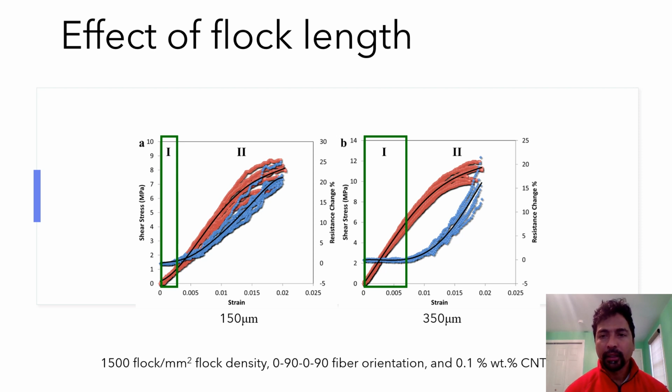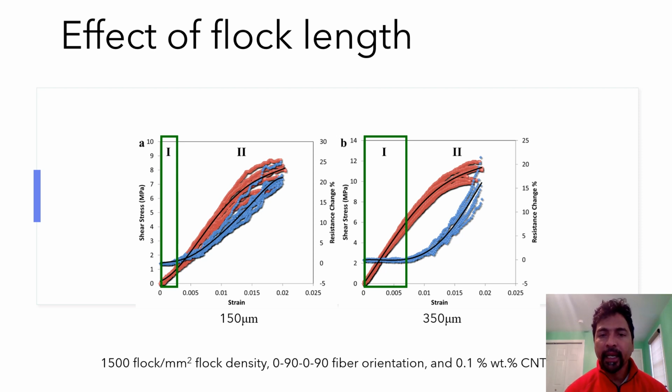The effect of flock length. We have again a system of 1500 fibers per millimeter square flock density, 0/90 fiber orientation with 0.1% CNTs. So we have two different carbon fiber lengths in this study, 150 microns and 350 microns. As you can see, zone 1 of the 350 microns is longer compared to 150 because of the rich conductive network you have with the 350 microns. So that's what is expected in this system.